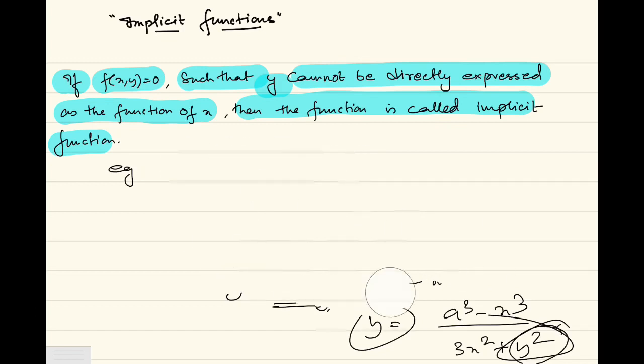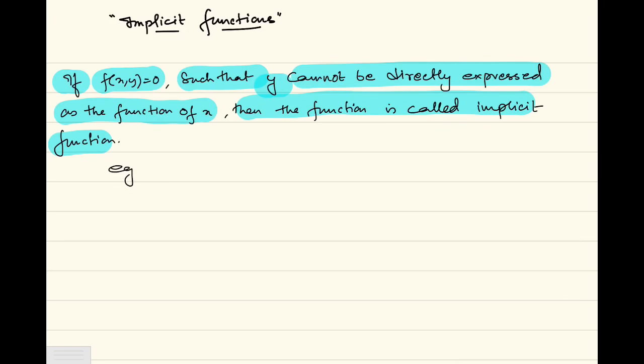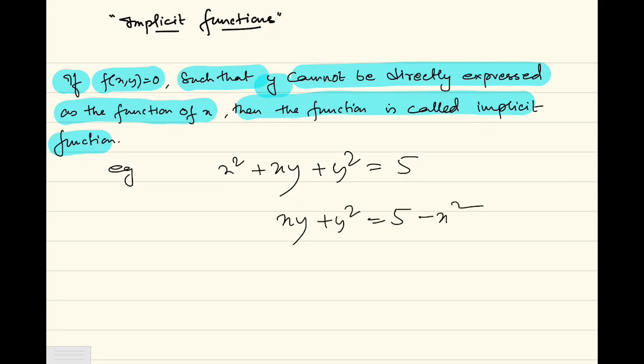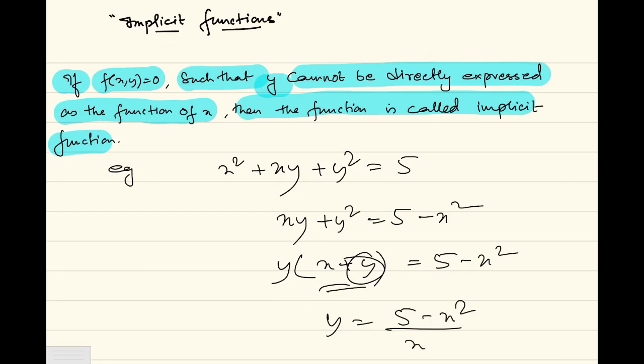Let me show you another example, something like this. x square plus xy plus y square equals 5. This is also an implicit function. Why? Because here you cannot separate x and y. Let me show you again. xy plus y square equals 5 minus x square. If you want to make y the subject, y will be common. x plus, there is one more y left over here. Did you see that? So even if you take this expression down, y will be 5 minus x square divided by x plus y, and you see there is a y on the left, there is a y on the right. So y is not completely separated. You cannot completely write y in terms of x. So such a function is called an implicit function.